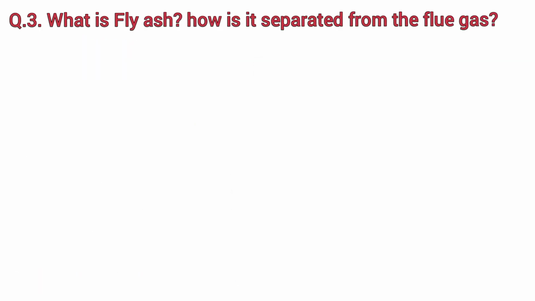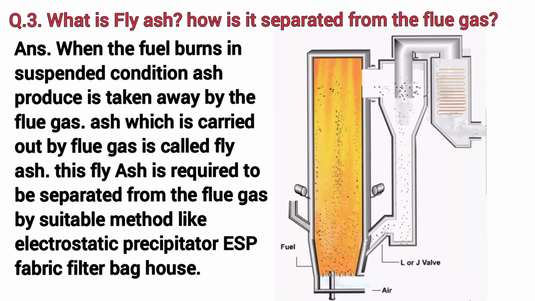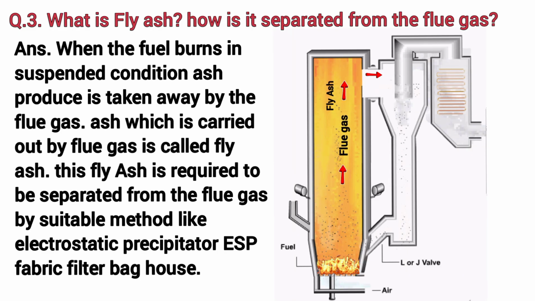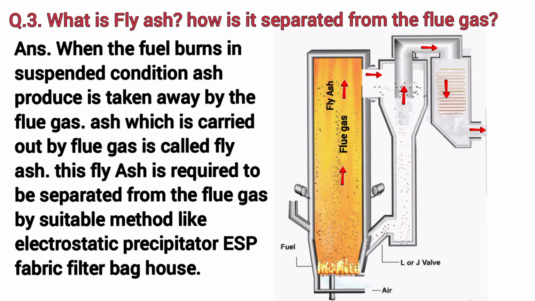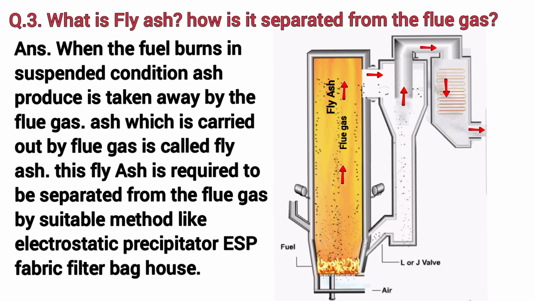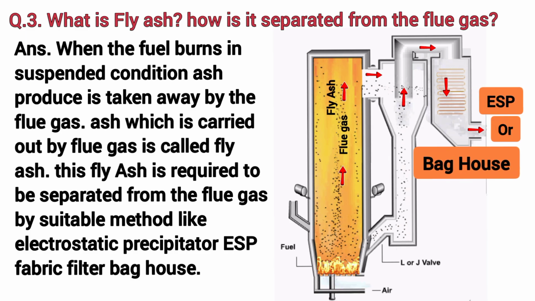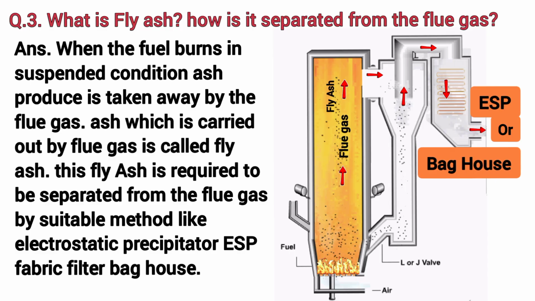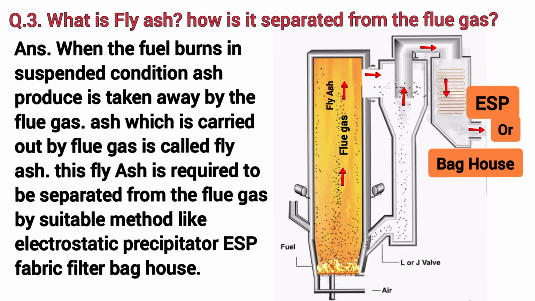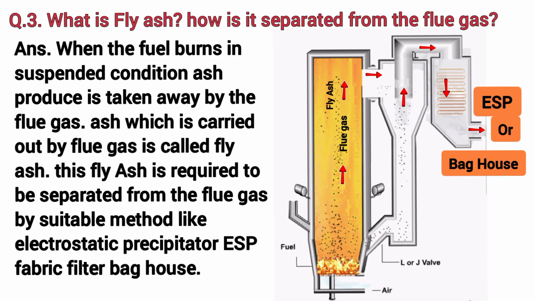What is fly ash? How is it separated from the flue gas? When the fuel burns in suspended condition, ash produced is taken away by the flue gas. Ash which is carried out by flue gas is called fly ash. This fly ash is required to be separated from the flue gas by a suitable method like Electrostatic Precipitator (ESP), fabric filter, bag house.